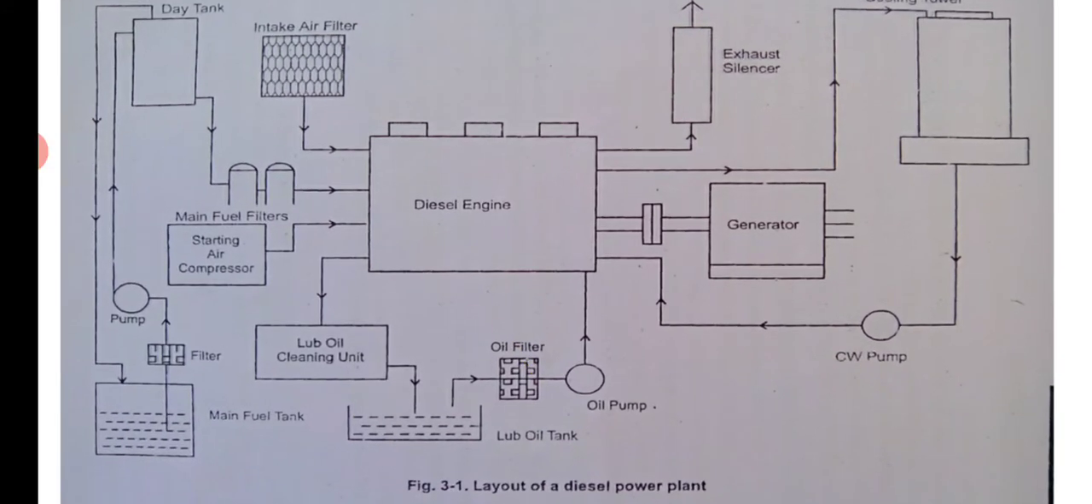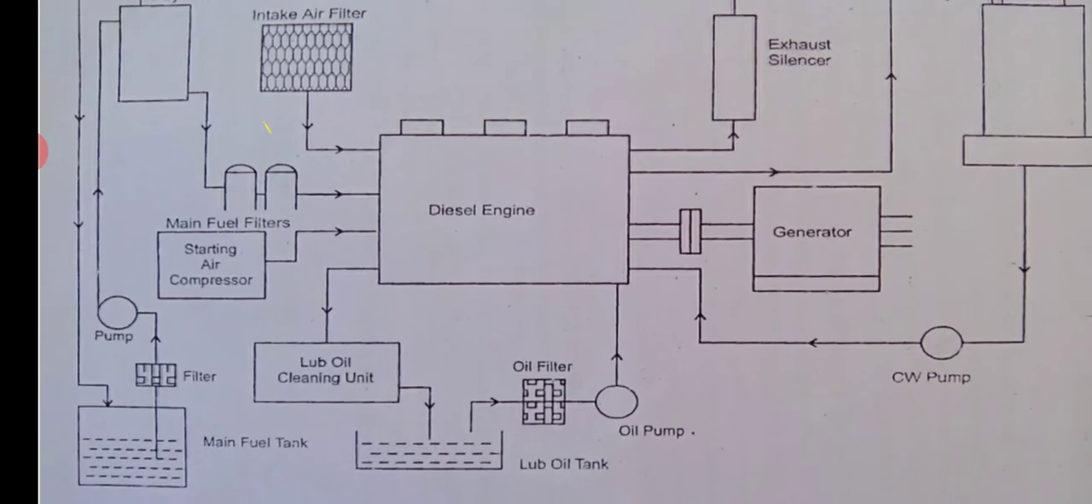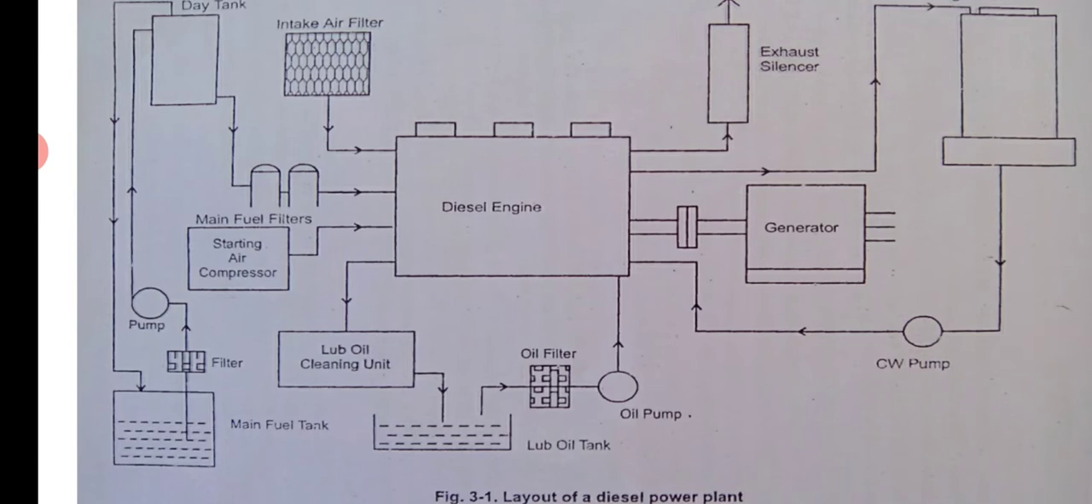Okay. So the main tank is there. From there is a fuel filter and pump. It goes to the day tank, and from the day tank it comes by gravity to the fuel filters and then goes to the engine. So this is the fuel oil circuit. Okay. Now next is air.